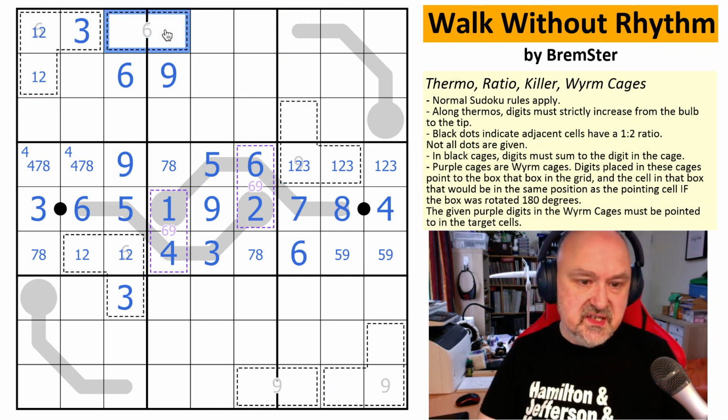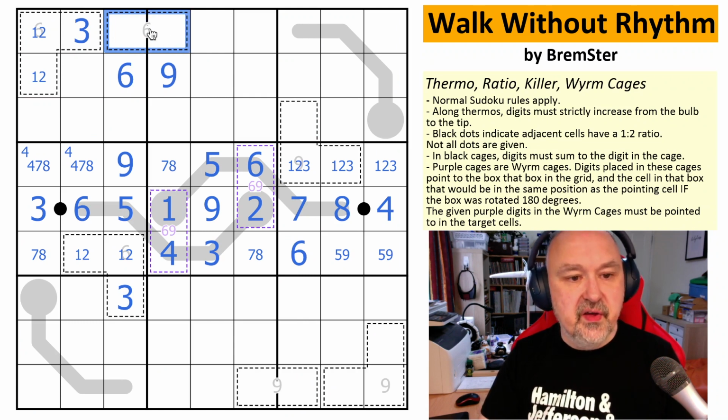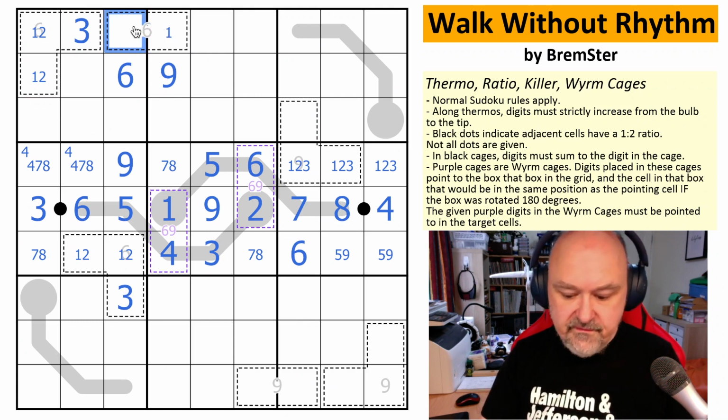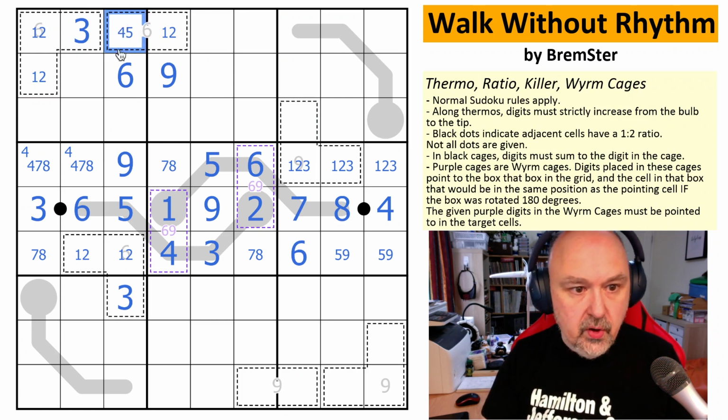So this is a 6 cage. A 6 cage must be either 1, 5 or 2, 4, because it can't be 3, 3. We can't put a 5 there, and we can't put the 1 or 2 in here. So this has to be a 4. This has to be a 2.